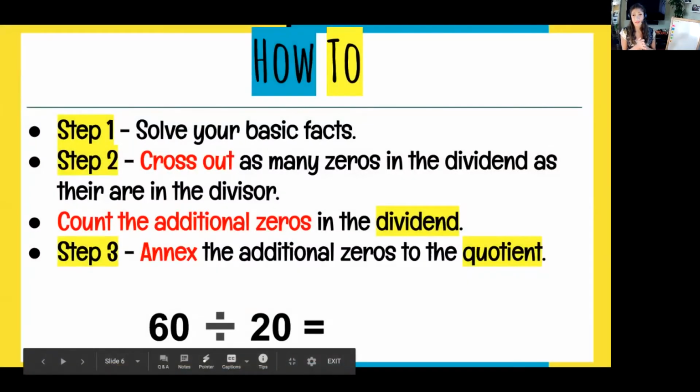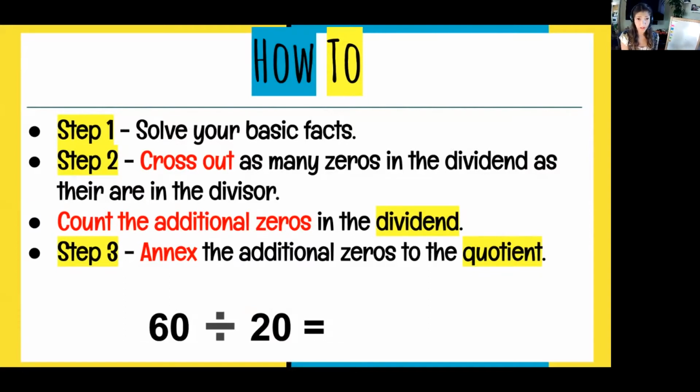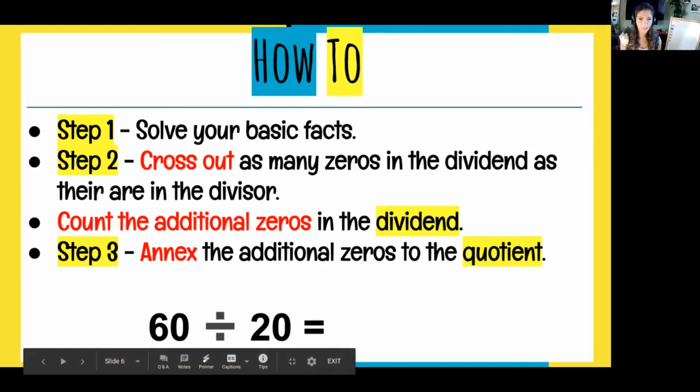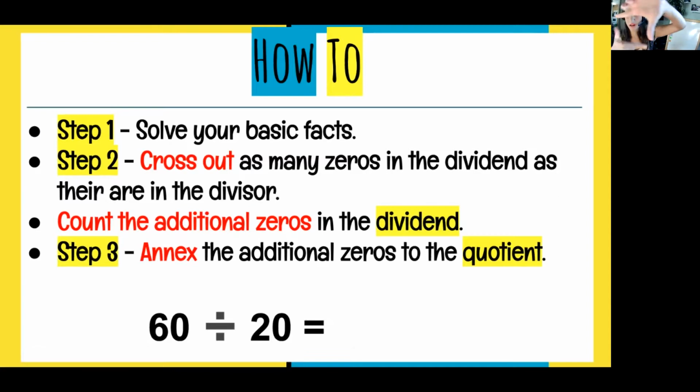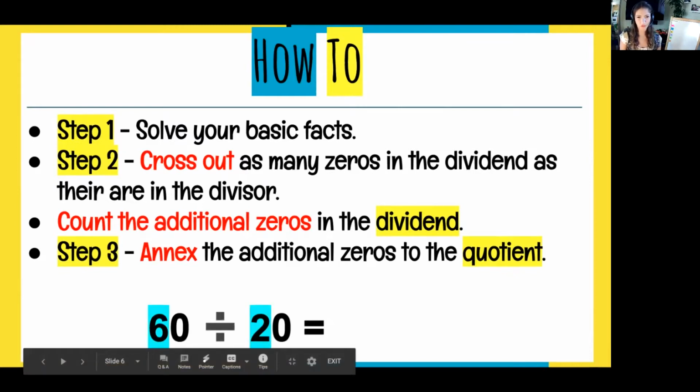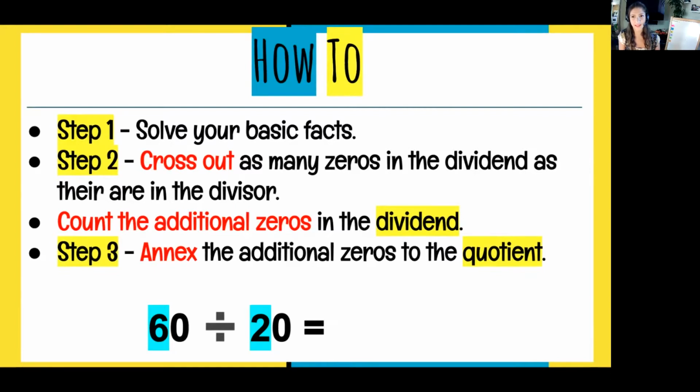All right. Let's review our steps for dividing with multiples of 10. The very first step is to solve your basic facts. So 60 divided by 20. What should I be boxing? Remember, box your basic facts. The 6 and the 2. Good, the 6 and the 2. So let's not worry about those zeros just yet. Let's just divide 6 divided by 2. How many times can 2 go into 6? 3. And that's the answer.